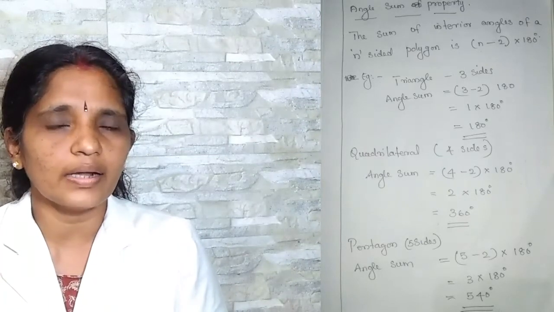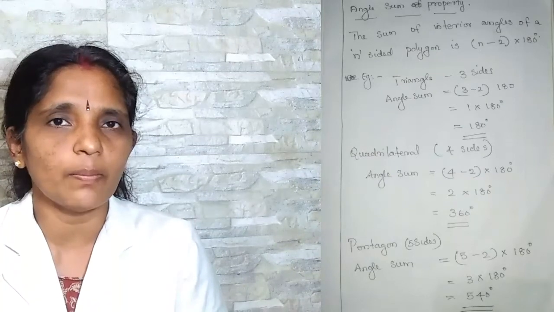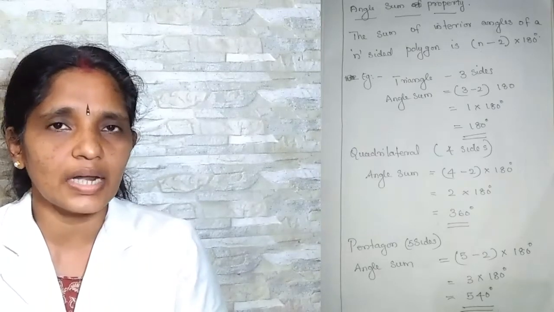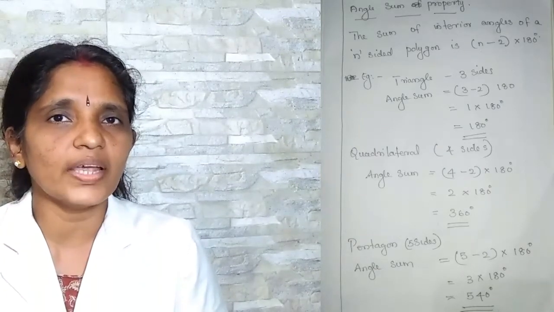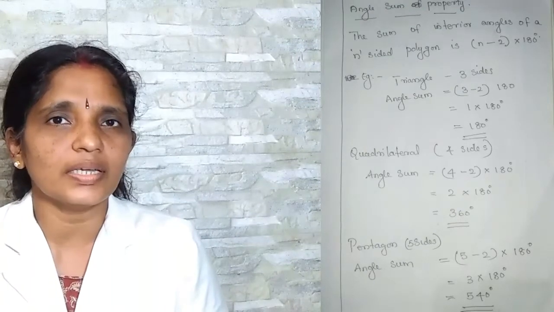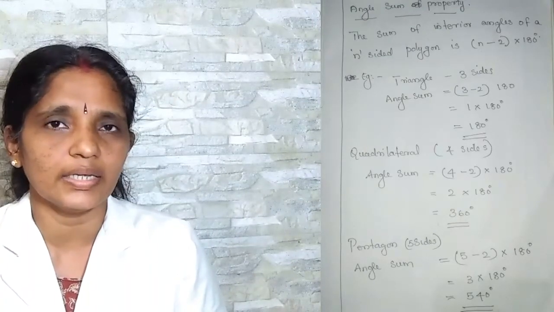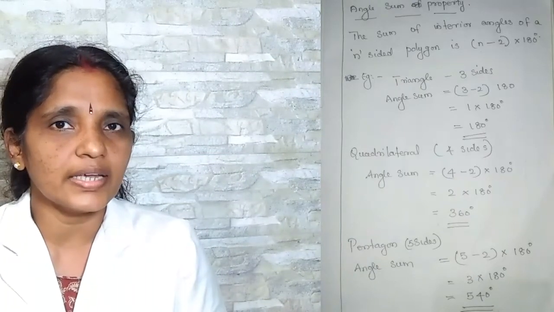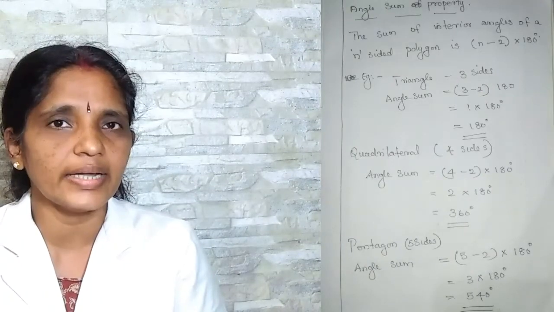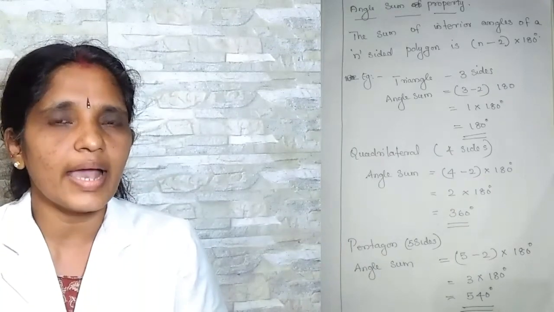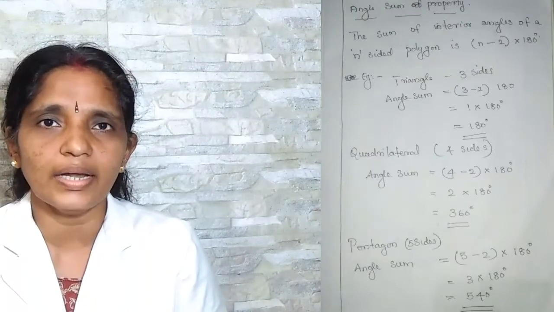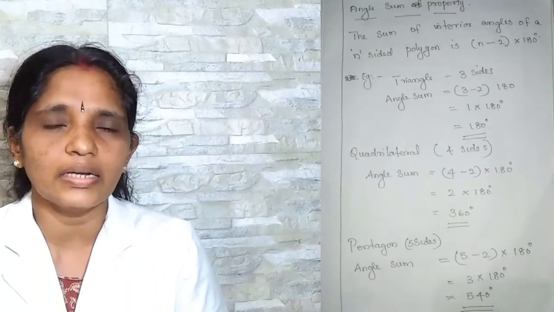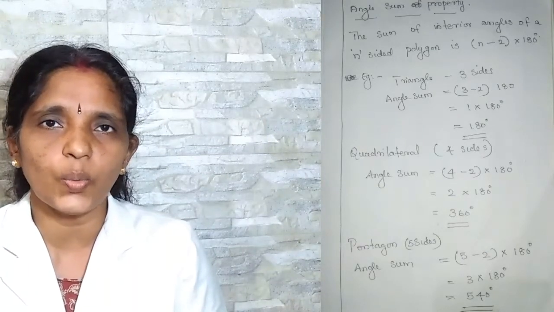One triangle's sum is 180 degrees. So n minus 2 triangles sum will be n minus 2 into 180. So we can generalize that the sum of the angles in an n-sided polygon is n minus 2 into 180 degrees. So you should remember this formula. The sum of angles in an n-sided polygon. N-sided polygon means the polygon having n sides. So an n-sided polygon will have the angle sum n minus 2 into 180.